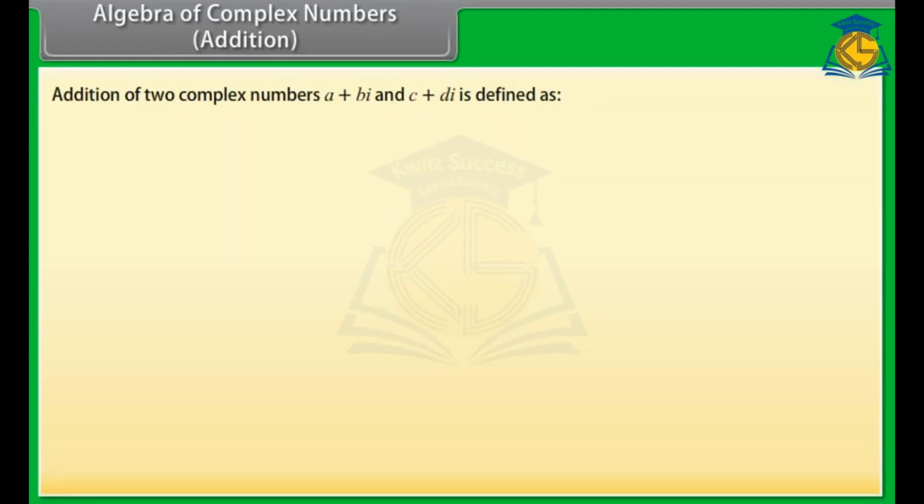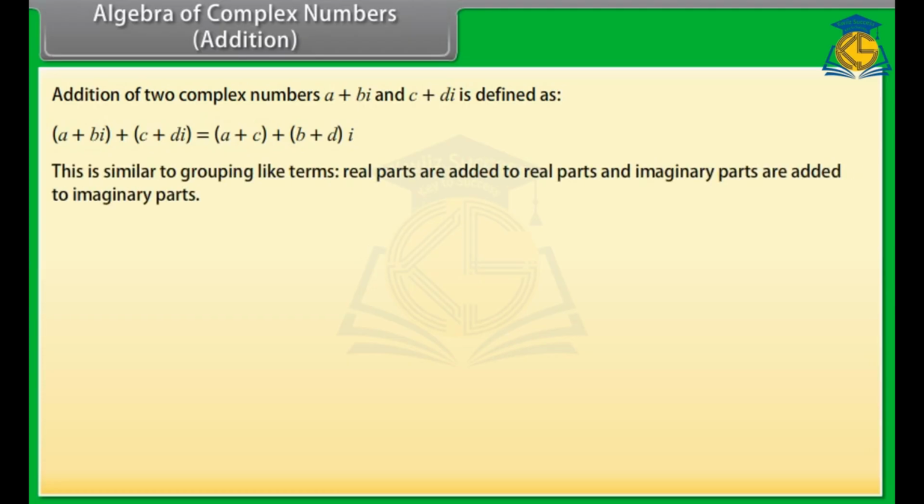Addition of two complex numbers a plus b iota and c plus d iota is defined as a plus b iota plus c plus d iota is equal to a plus c plus b plus d iota. This is similar to grouping like terms. Real parts are added to real parts and imaginary parts are added to imaginary parts.